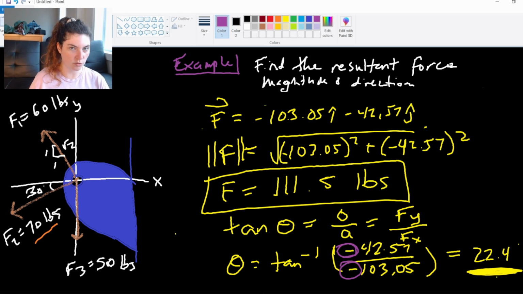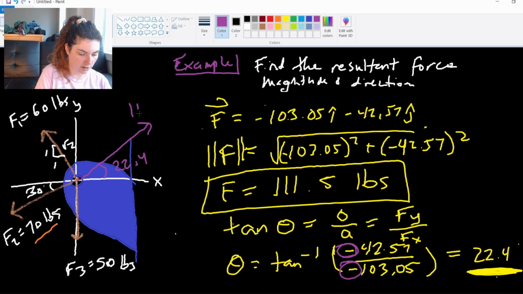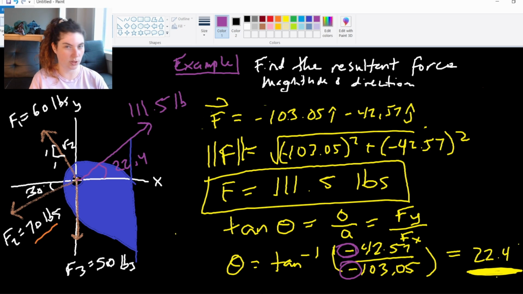And so if we were to draw this resultant angle, we would get a resultant force that looks like this, with an angle of 22.4 degrees at 111.5 pounds. Does that make sense? Does it make sense that we have exclusively negative X components, but end up with a positive resultant force? And the answer is no.